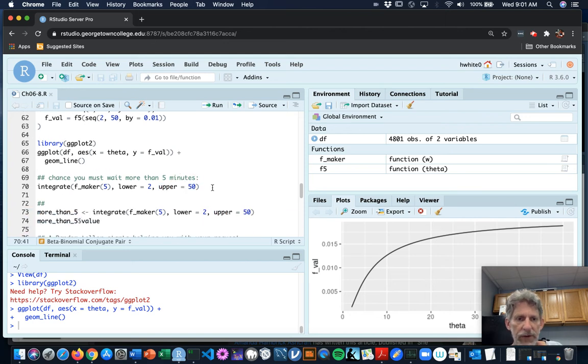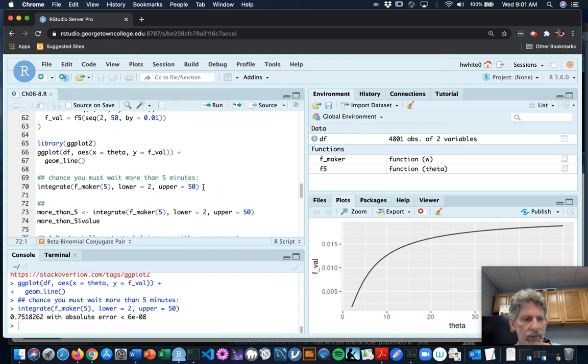So this number that's about to come out will be the chance that you have to wait more than 5 minutes. Ready, set, go. 0.75 roughly, with absolute error 6 times 10 to the negative 8. And so it's saying that that definite integral came out to be about 0.75, and the approximation technique it used, it thinks it has an error of less than 6 divided by 100 million. So pretty small error. And so we're pretty sure that the probability of waiting more than 5 minutes is about 75%.